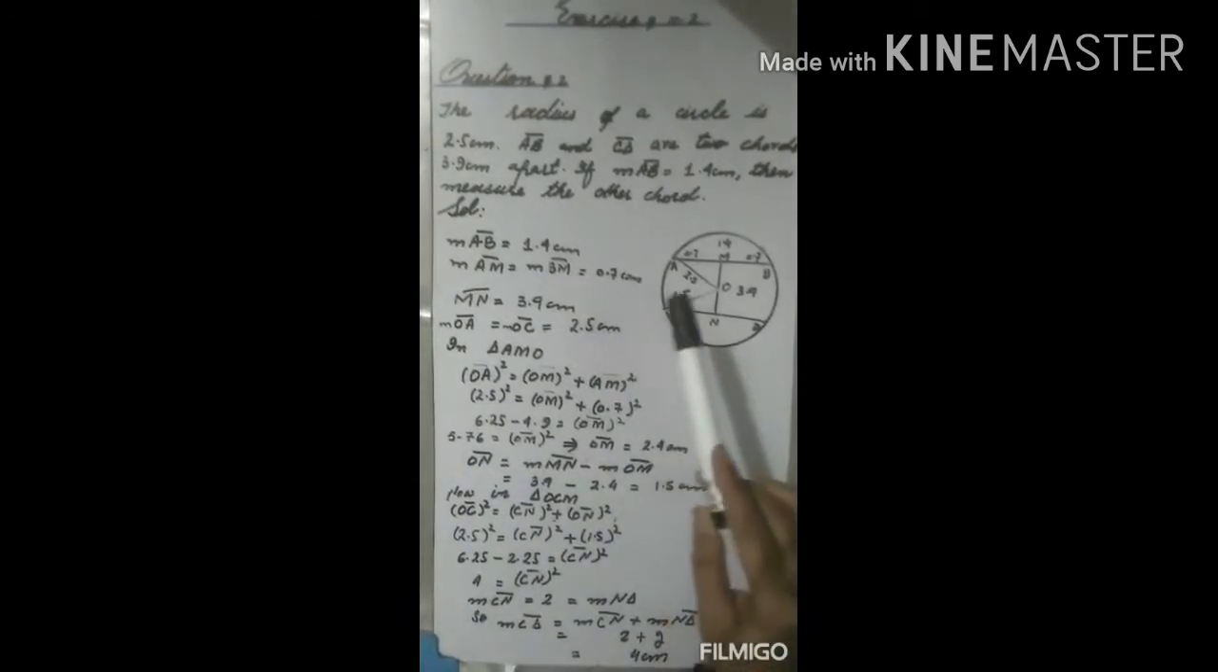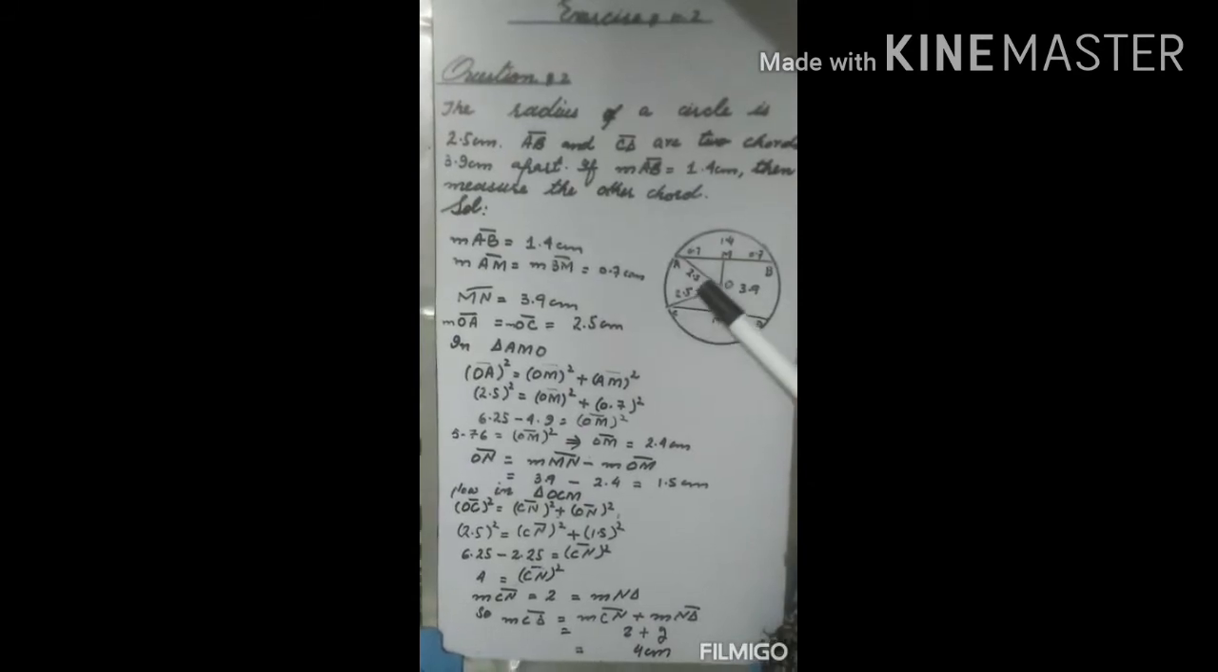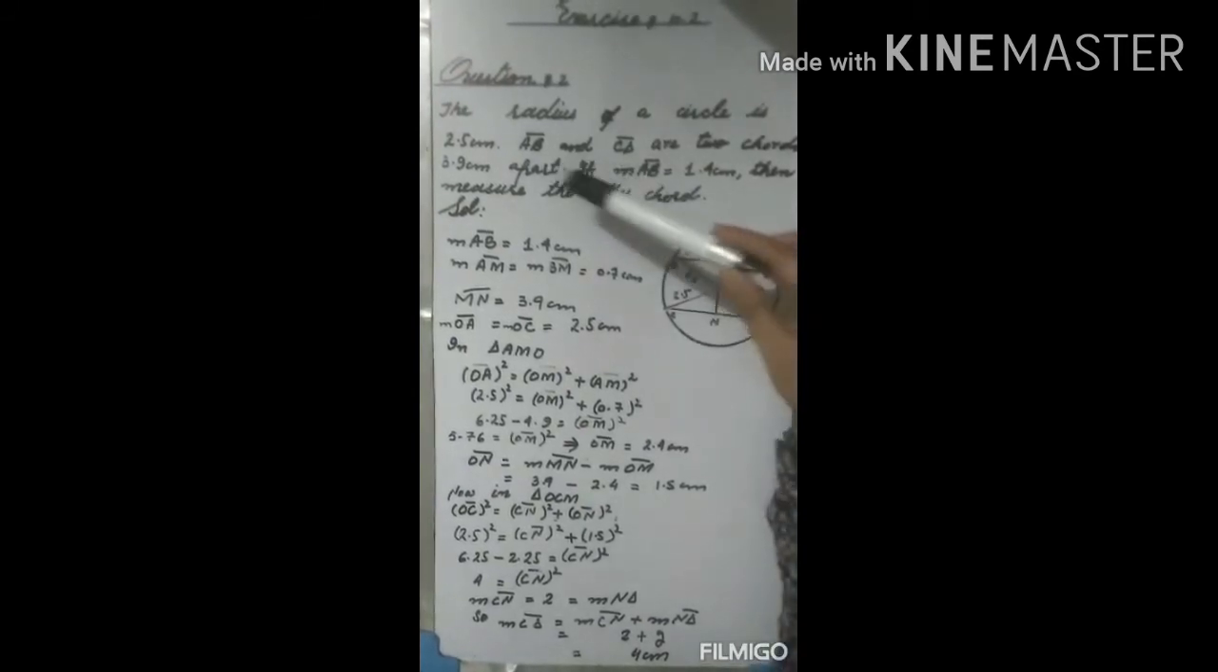Now come towards exercise 10.2. In exercise 10.2, question number 2: the radius of a circle is 2.5 centimeter. Here we are having a circle and its radius is OA, and OC is also a radius. Those are 2.5 centimeter. AB and CD are two chords. They have given AB equals 1.4 centimeter. The length of AB is given, that is 1.4 centimeter.